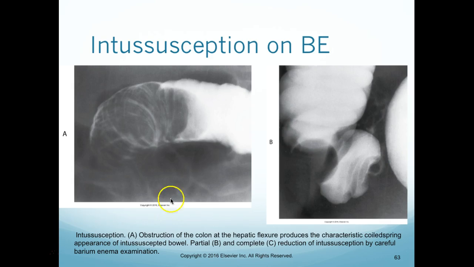So you can see here, we have the small bowel, and you can see how one part of the bowel has snuck into the other part of the bowel, telescoped within it. So that's what we're talking about. It's telescoping. If we do a retrograde enema, we can push that out. We've been successful doing that quite a bit, but it is something that we'll come in at 3 a.m. and do.